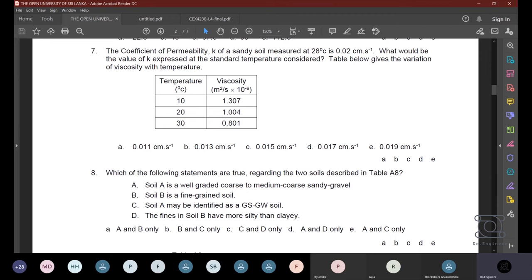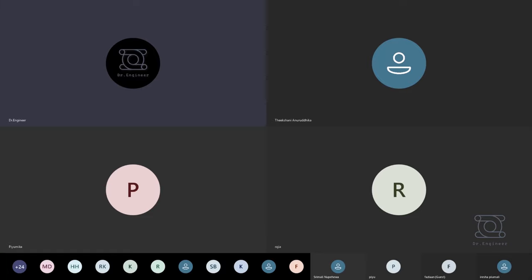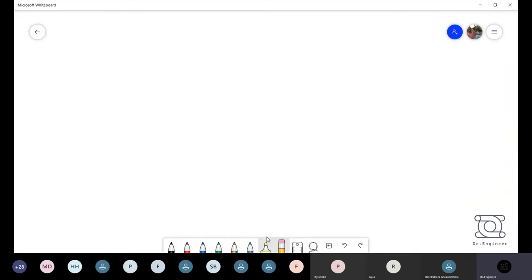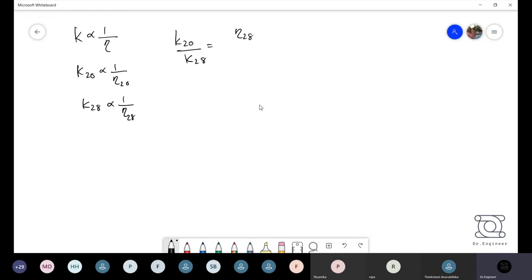So there's a relationship between the viscosity and the permeability, right? So what is that relationship? It's inversely proportional. So we know that K permeability is inversely proportional to viscosity, right? Once viscosity reduces, permeability increases, right? So K20 is proportional to 1 over viscosity 20, and K28 is proportional to 1 over viscosity 28. So if you divide both these two, K20 by K28 is equal to viscosity 28 by viscosity 20. So K20 is equal to viscosity 28 by viscosity 20 into K28.